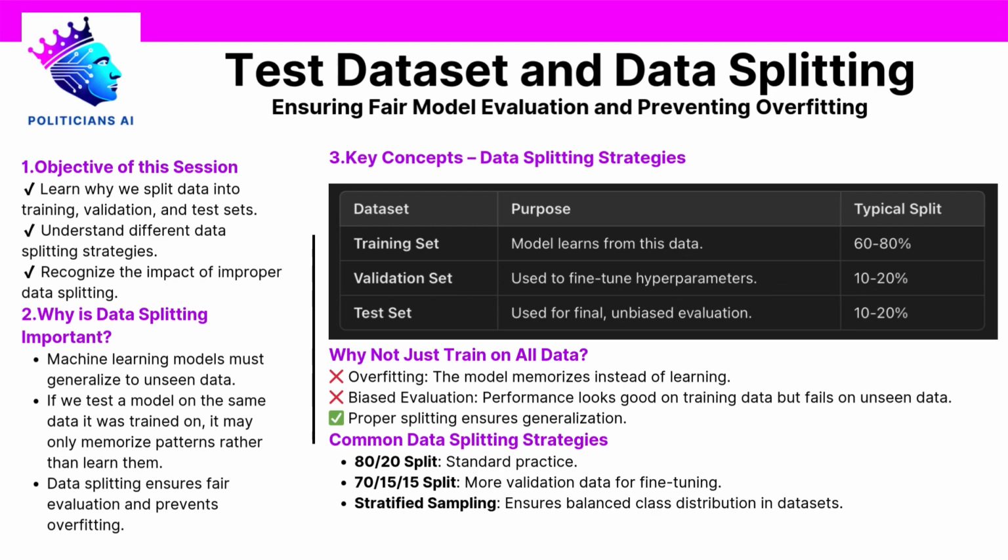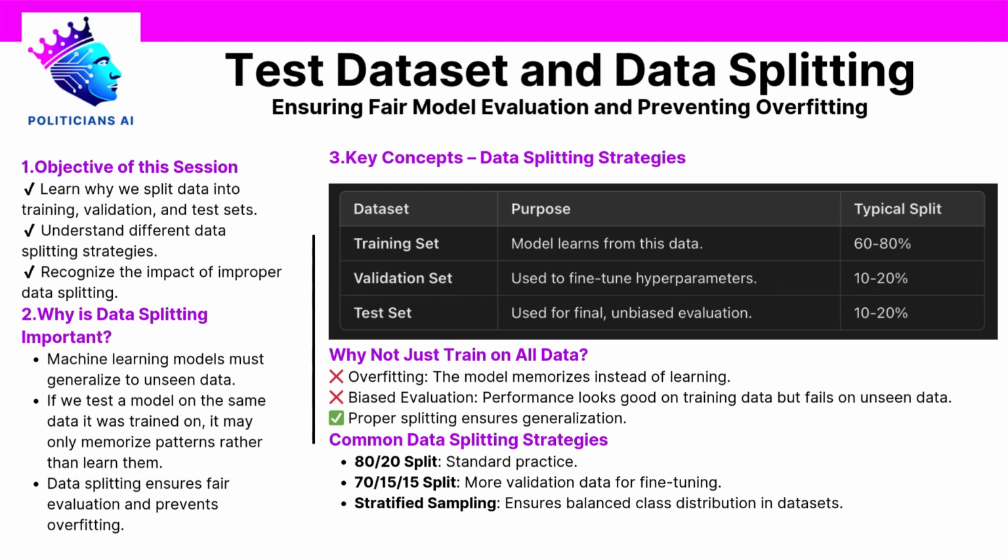How does dataset size influence the ideal split ratio? If we have a small dataset, allocating too much data to the test set may leave insufficient examples for training. In such cases, techniques like k-fold cross-validation become useful. Why is randomness in data splitting crucial? If data is not shuffled before splitting, we risk introducing biases that can distort model evaluation.